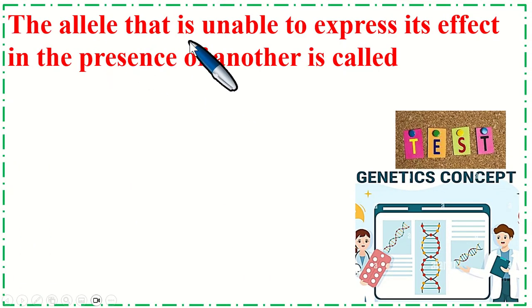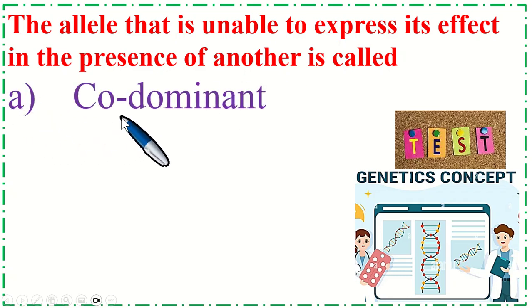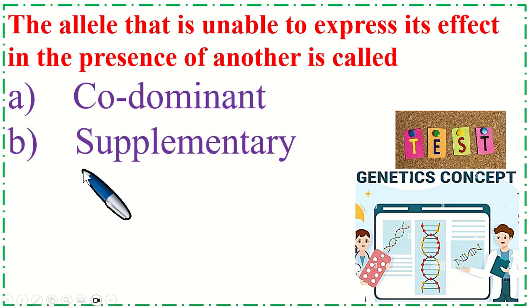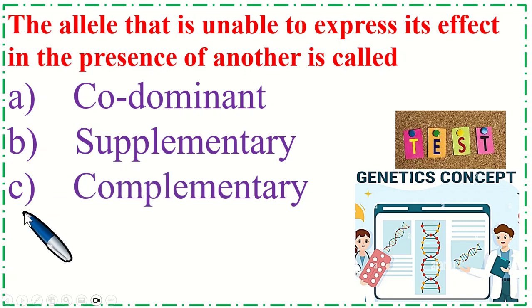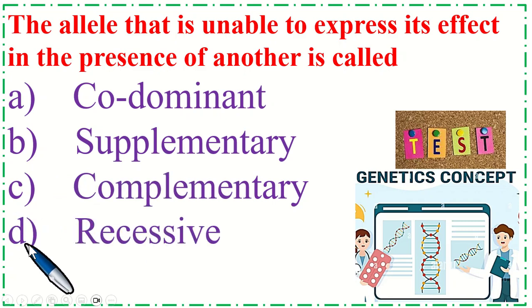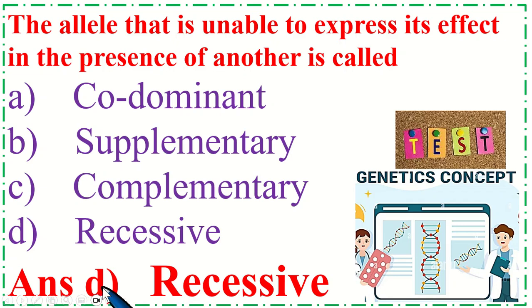The allele that is unable to express its effect in the presence of another is called option A codominant, B supplementary, C complementary, and option D recessive. So the correct option is D recessive.